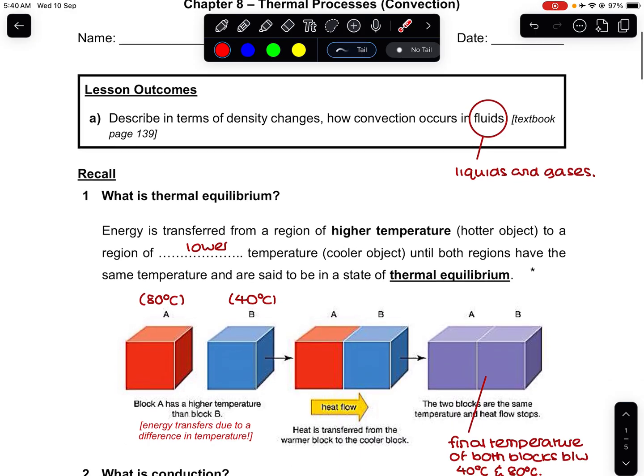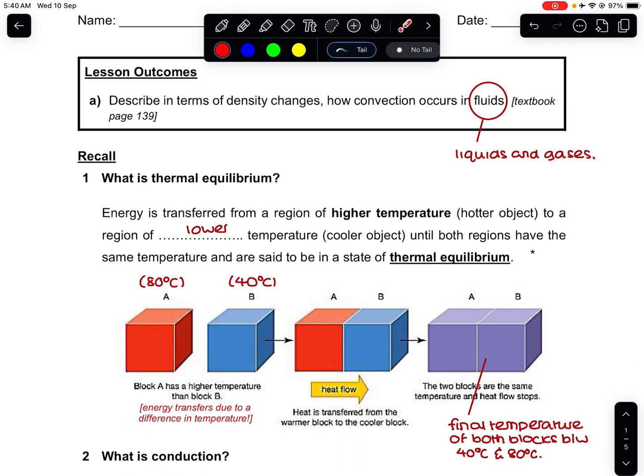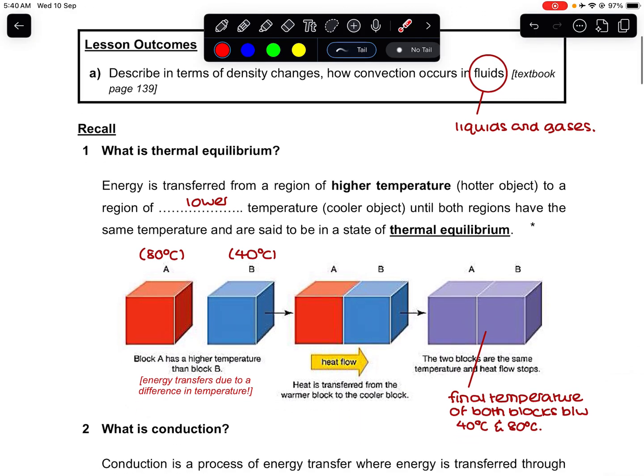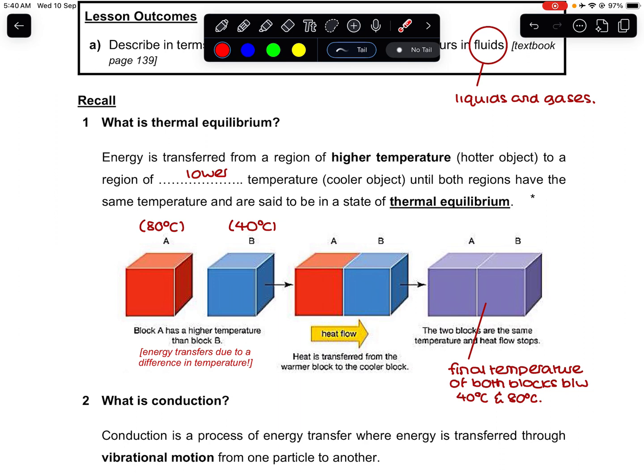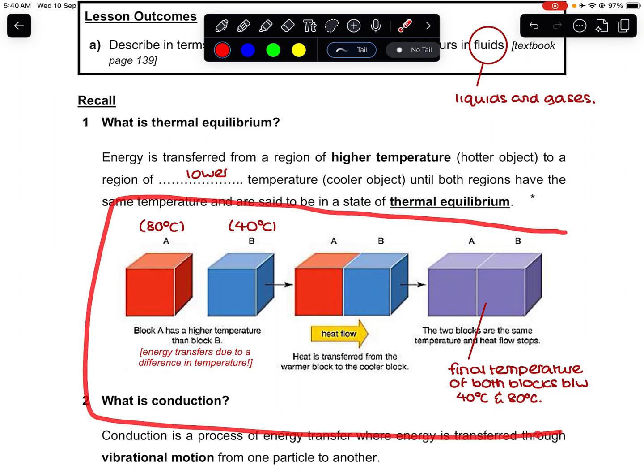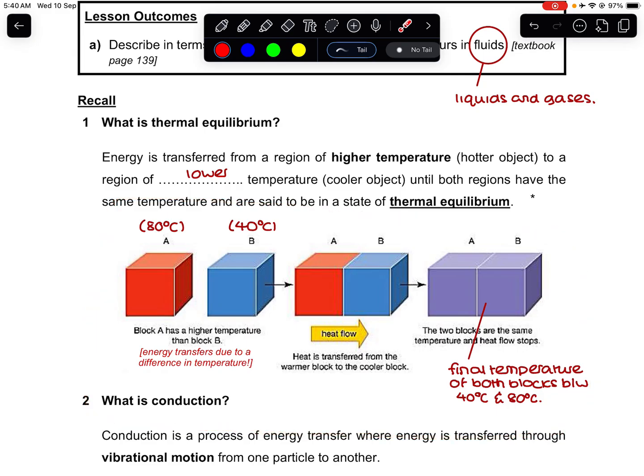Okay, so let's just do a very quick recap on what we had covered in the previous part of this chapter. So what is thermal equilibrium? Which can be summed up very nicely using this entire scenario here. Now, you have A, which is at 80 degrees Celsius, right, and B, which is a blue block at 40 degrees Celsius. So generally, if we were to put these two blocks side by side and in contact with one another, we would expect that there will be thermal energy being transferred from the hotter body, which is the block in red, to the cooler body, which is the block in blue.